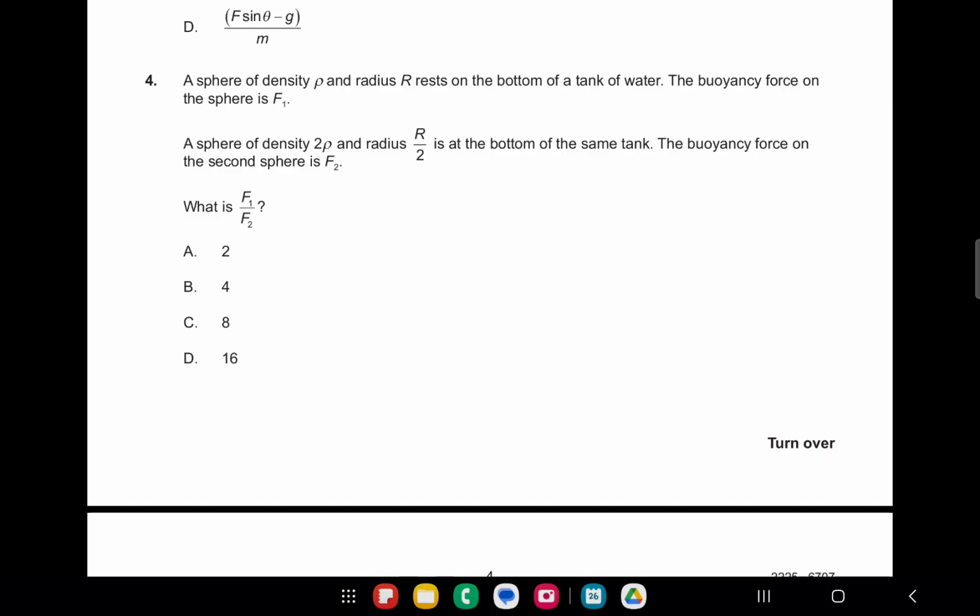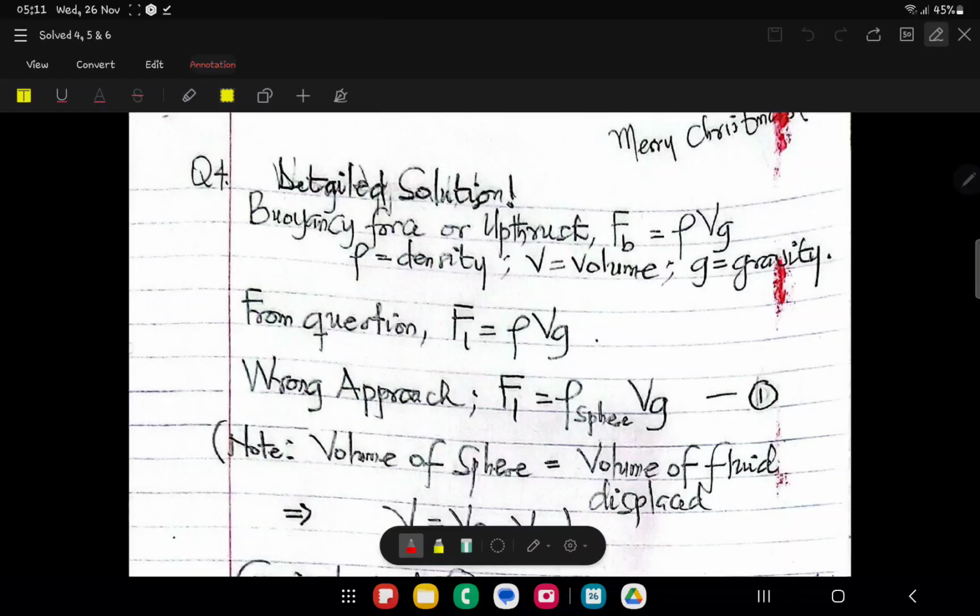And a sphere of density, again, that is twice the density of the first sphere, and radius r/2, or half of the radius of the first sphere, is at the bottom of the same tank. The buoyancy force on the second sphere is F2. Now the question wants us to find the ratio of the buoyancy force of the first sphere divided by that of the second sphere. Now let's look at a detailed solution for this question.